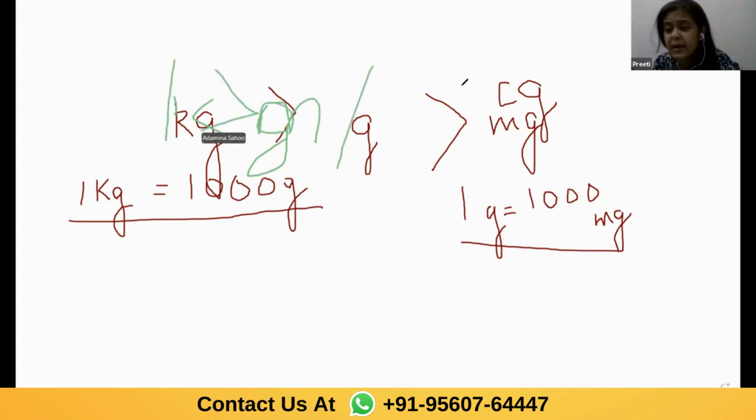When I say 1 gram is equal to 1000 milligrams, that means milligram is smaller. Is it lighter than this pen? Yes, it is. 1 milligram is very light. Ma'am, what about paper? Is it very light? Paper is almost weightless, very light.